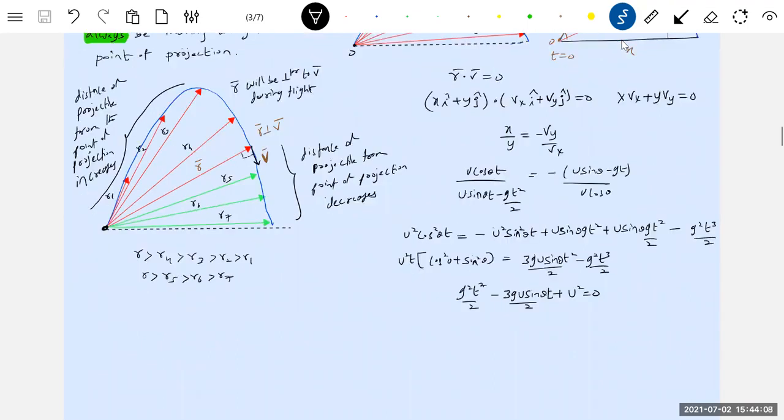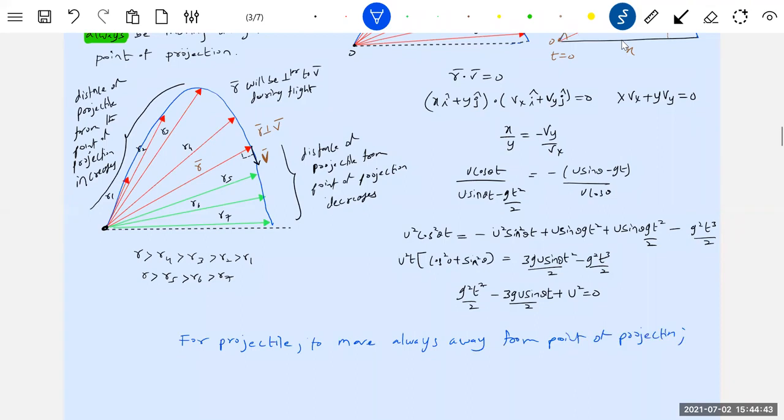So I'll put a condition now. For the projectile to move always away from the point of projection, r bar dot v bar must not be equal to 0. Okay, this is a necessary condition. So therefore, for this, the roots should not be real. So for that, the discriminant should be less than 0.